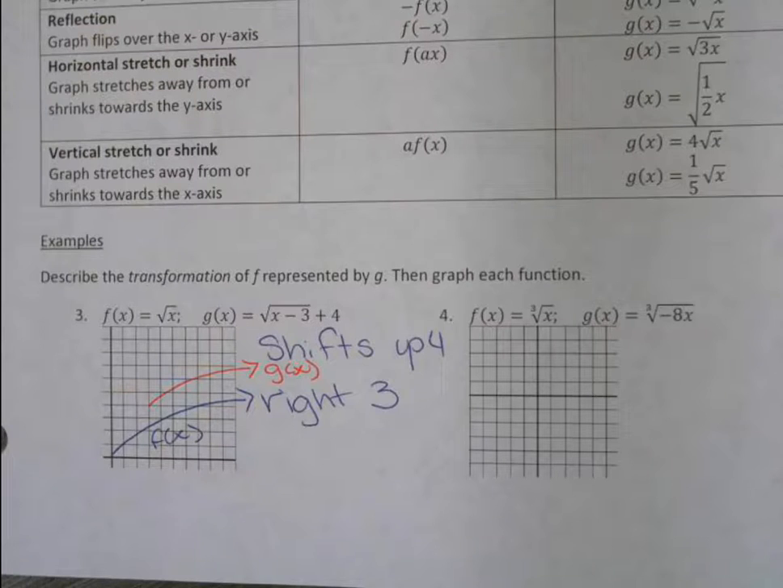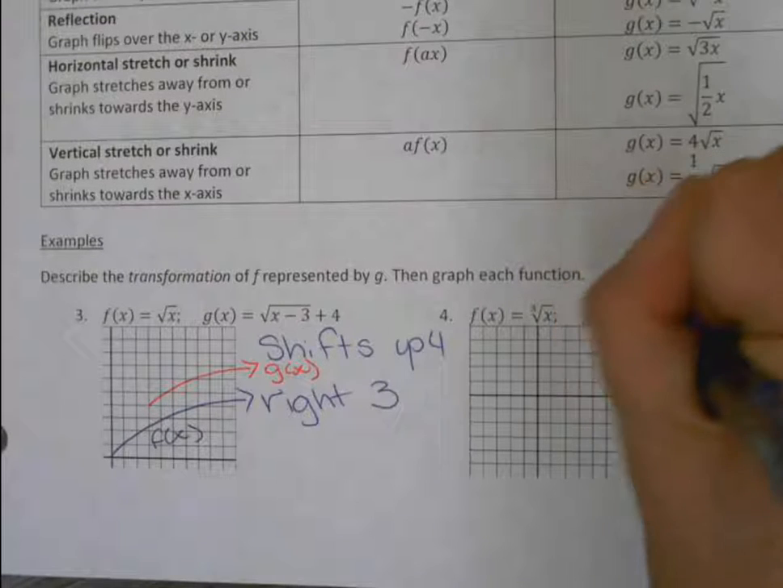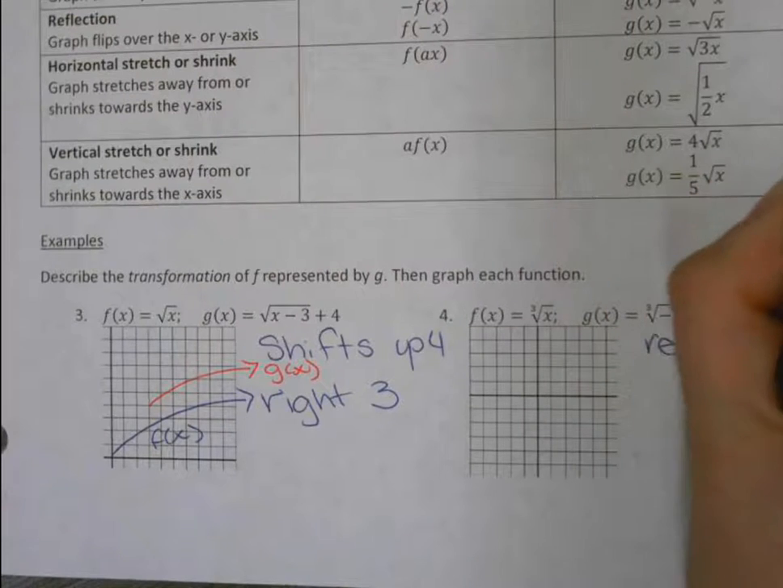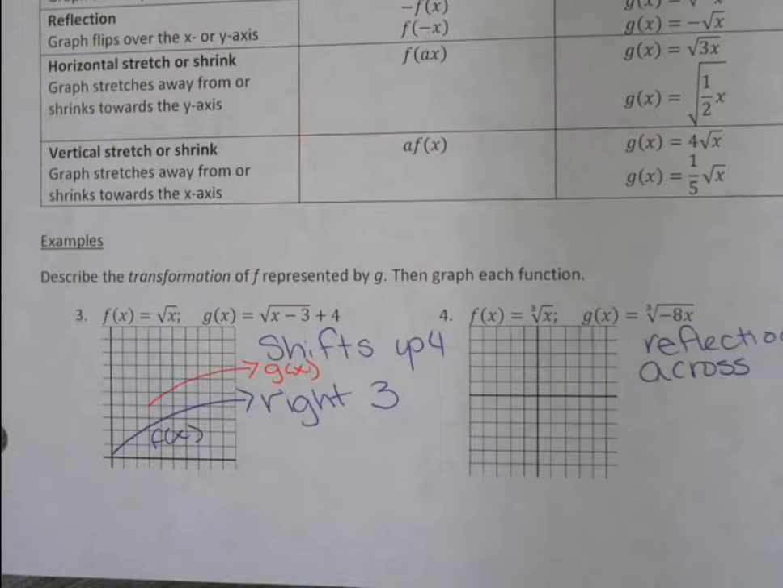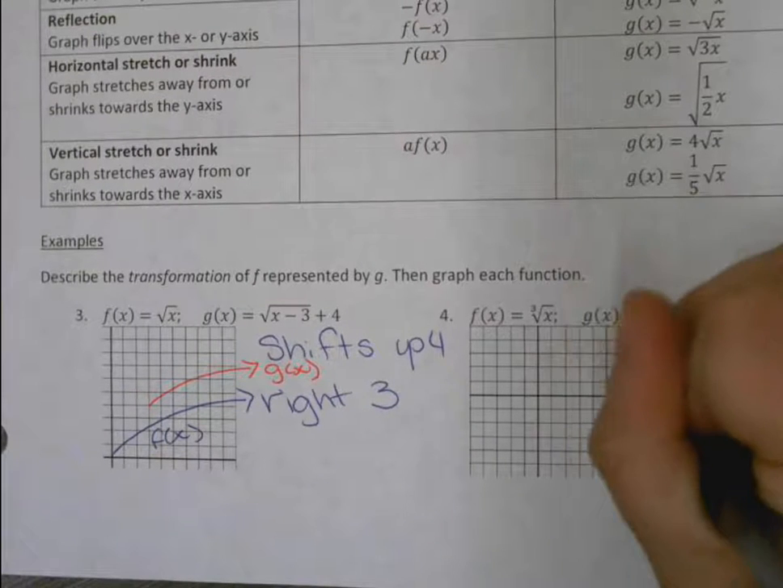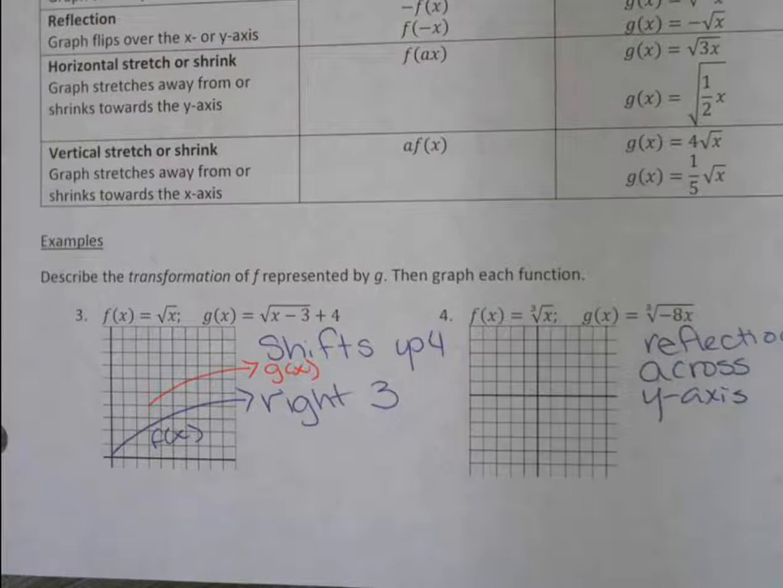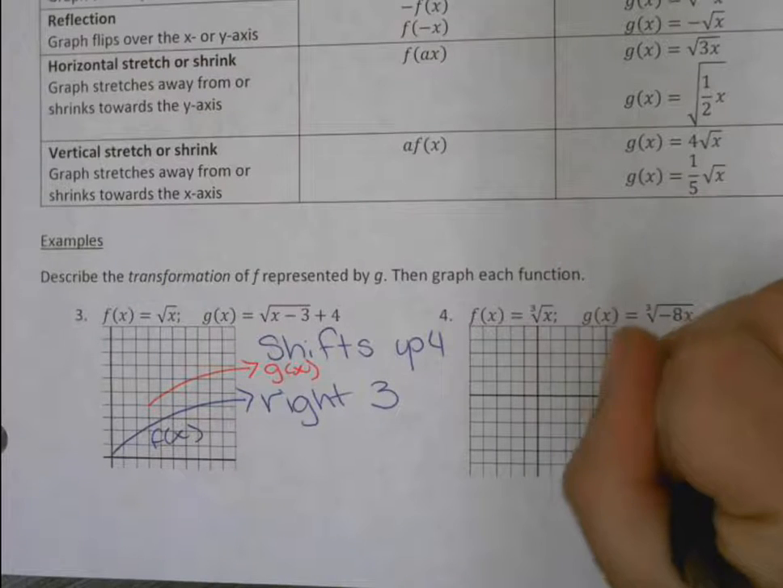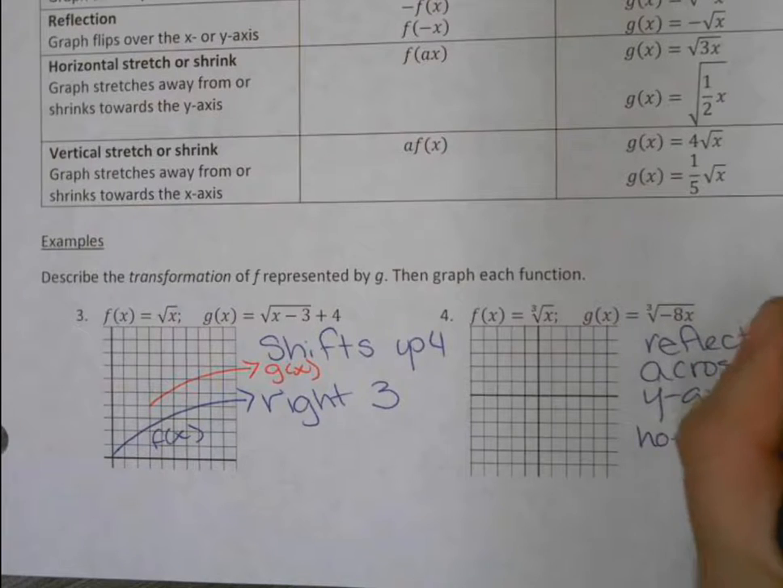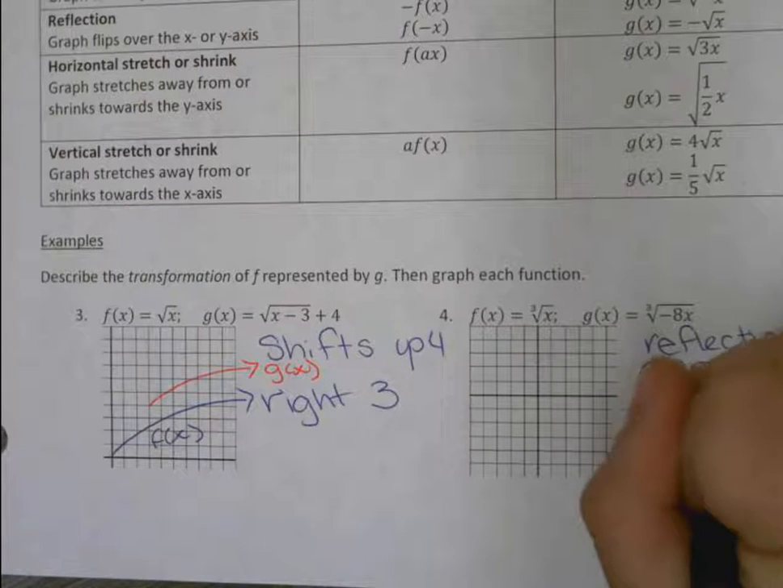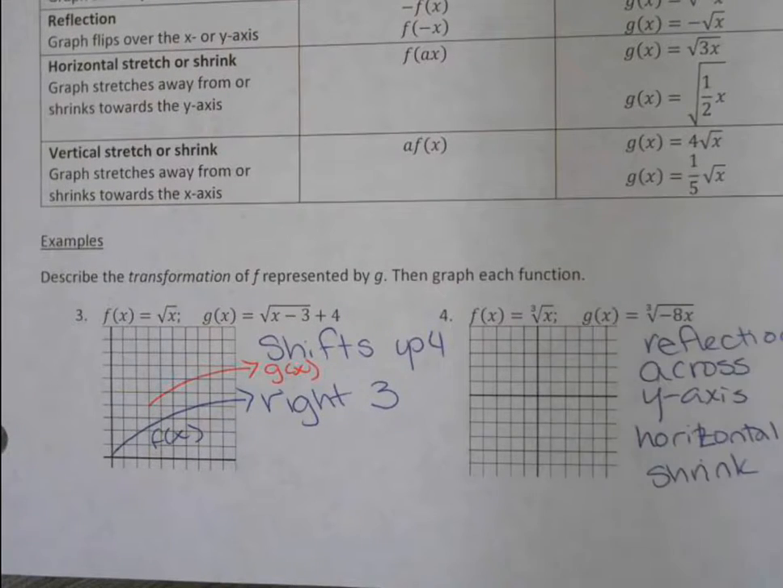Okay, so number 4. This one I shouldn't have put on the paper, but oh well. Okay, reflection across the y-axis. Wait, Enid, what axis did you say? Y, okay. And then the 8 means it has a horizontal shrink. Remember, horizontal's opposite.